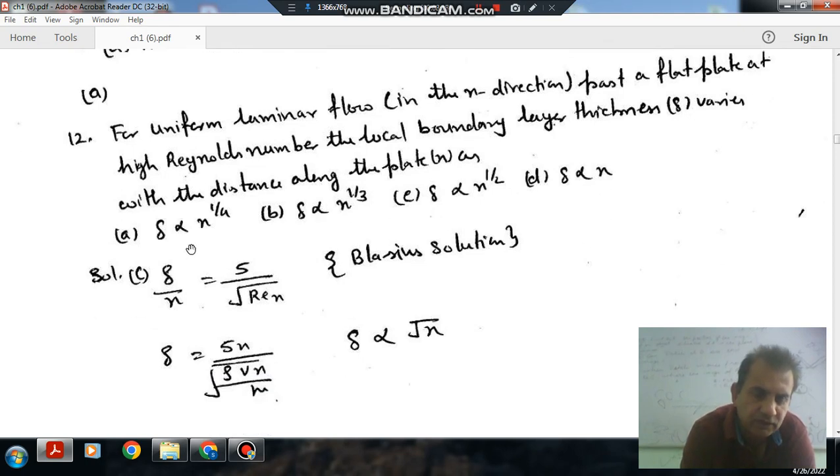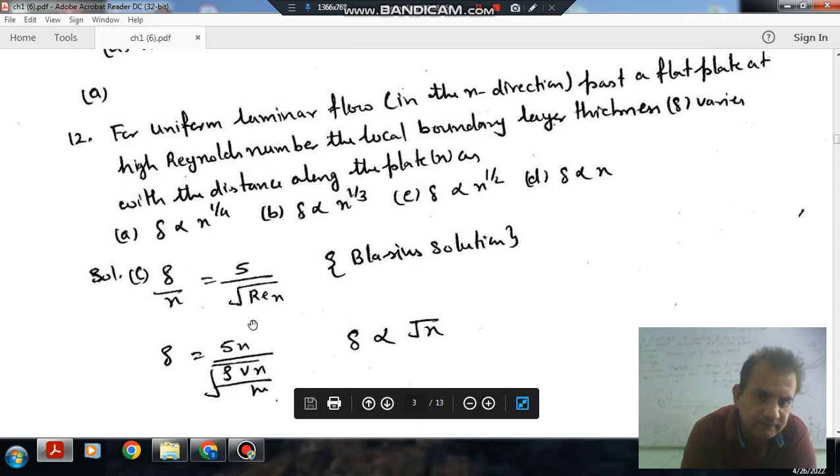Here delta is the boundary layer thickness, X is the distance from the leading edge of the plate, and Rex is the Reynolds number at that point. From Blasius equation we have delta by X is equal to 5 by root Rex, and Rex is rho V X by mu. So rho, V and mu are constant, so delta will be directly proportional to root X. So the answer is option C.